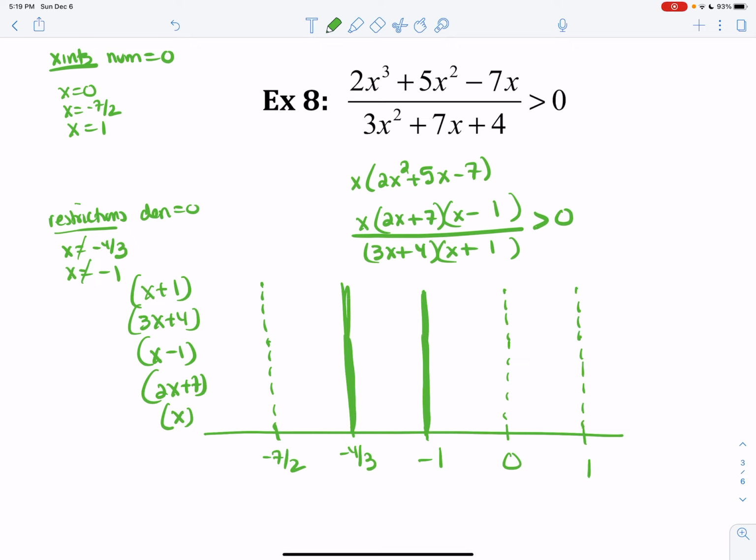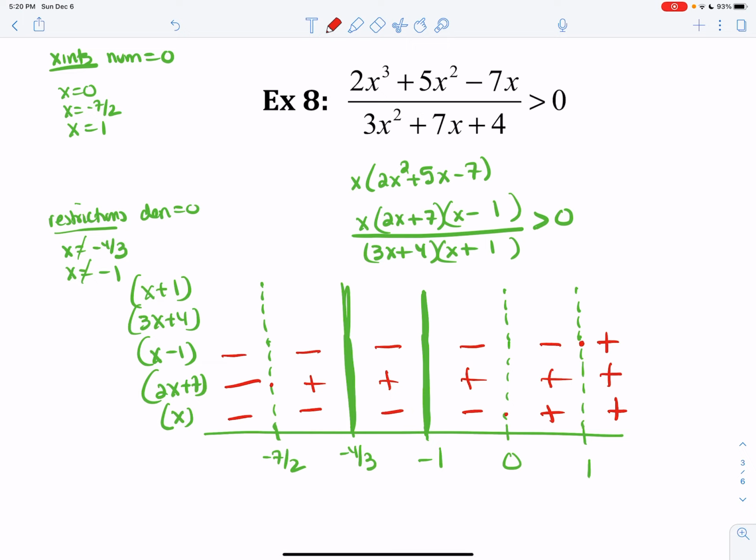So for the factor of x, sticking with Christmas colors here, we know it's going to go to 0 at 0. If I pick anything to the right, that factor will be positive. Anything to the left, that factor will be negative. The 2x plus 7, we know goes to 0 at a negative 7/2. I pick anything to the right, that factor is going to be positive. I pick anything to the left, that factor is going to be negative. X minus 1, we know is going to go to 0 at 1. I pick anything to the right, that factor is going to be positive. Any number to the left, that factor is going to be negative.